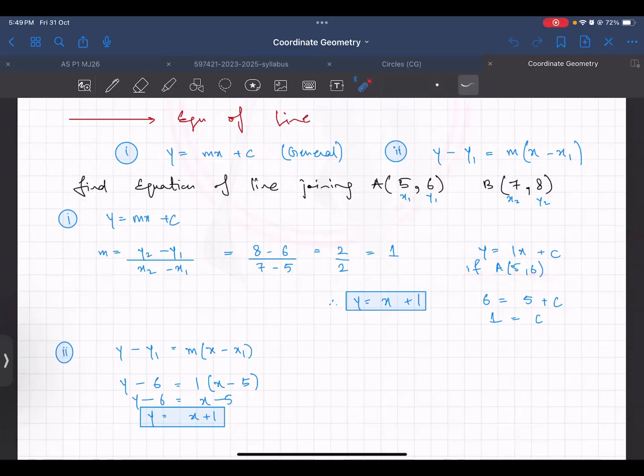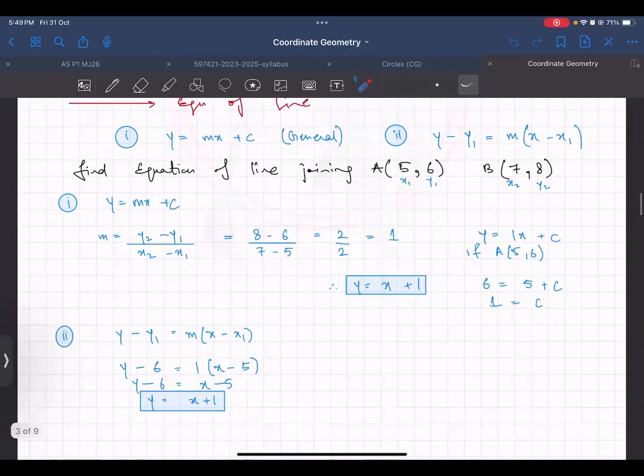So if my a is 5, 6, so x is 5 and y is 6. So y is equal to x plus c, so your c comes out as 6 minus 5, which is 1. And so now you can replace everything, your gradient and the value of c that you have found. So y is equal to x plus 1. This is how you find the equation of a line.